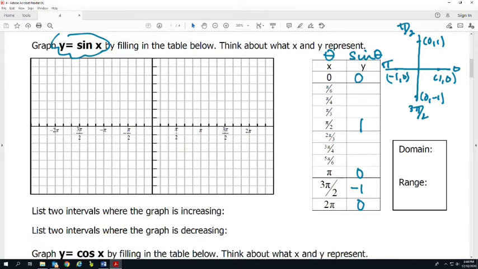We learned that the sine of pi over 6 is 1/2. We learned that the sine of pi over 4 is square root of 2 over 2. Pi over 3 is square root of 3 over 2. If y'all just remember your unit circle, 2 pi over 3 is square root of 3 over 2. 3 pi over 4 is square root of 2 over 2. 5 pi over 6 is 1/2.